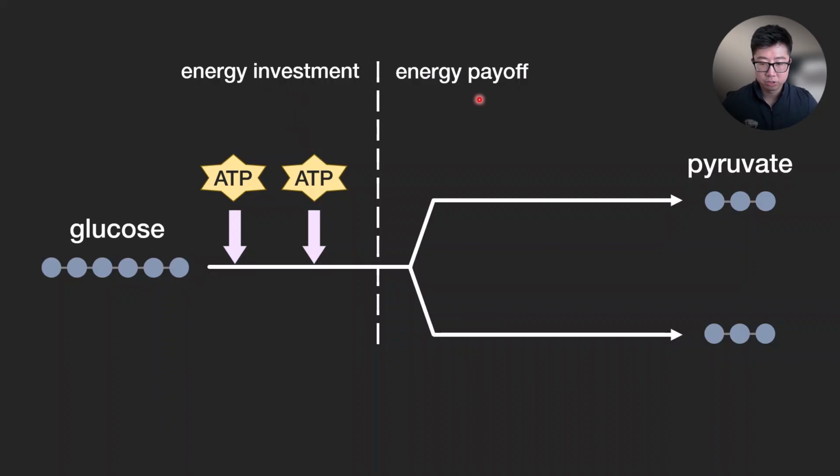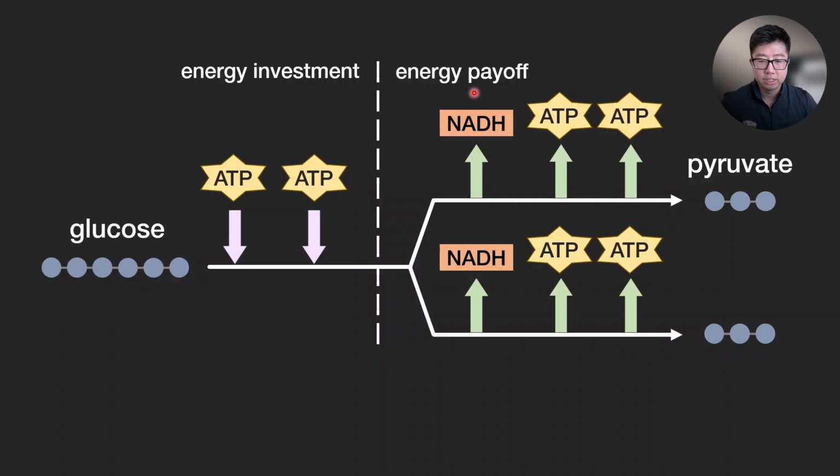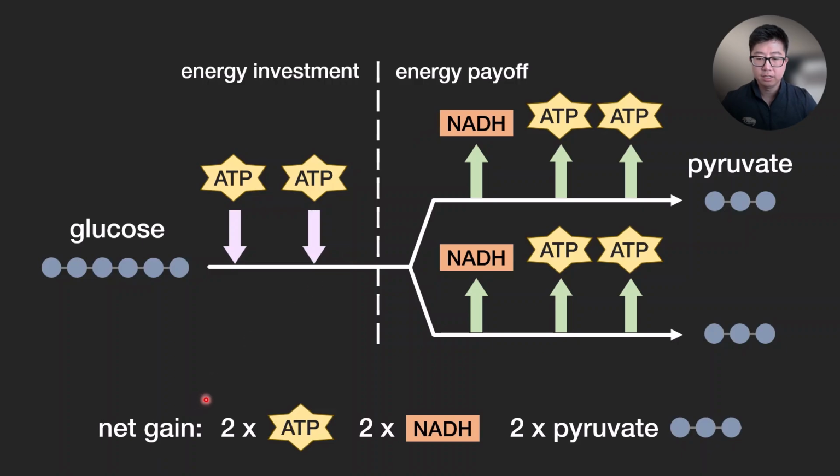And then comes the return on investment, the energy payoff phase. So now once your business is up and running, you can finally start making some money and generating a net profit. And it's the same idea happening in the cell. So in total, the cell produces 4 ATP molecules and 2 NADH molecules. So overall, glycolysis results in a net gain of 2 ATP molecules along with 2 molecules of NADH and pyruvate that can continue on to the next stages of cellular respiration.